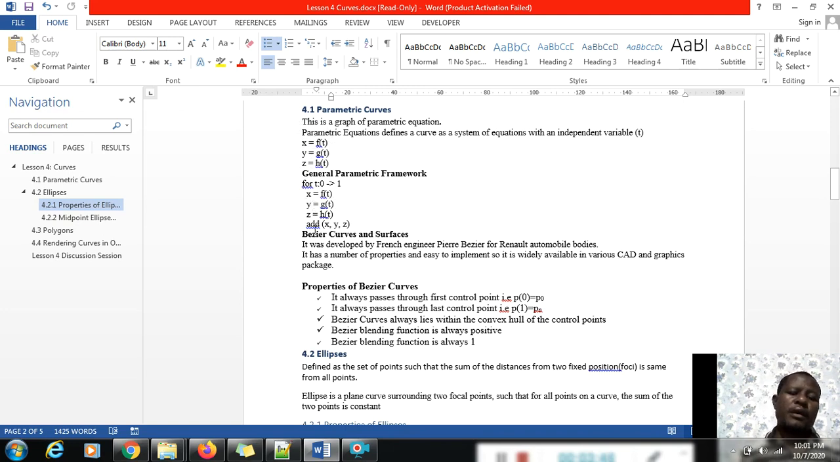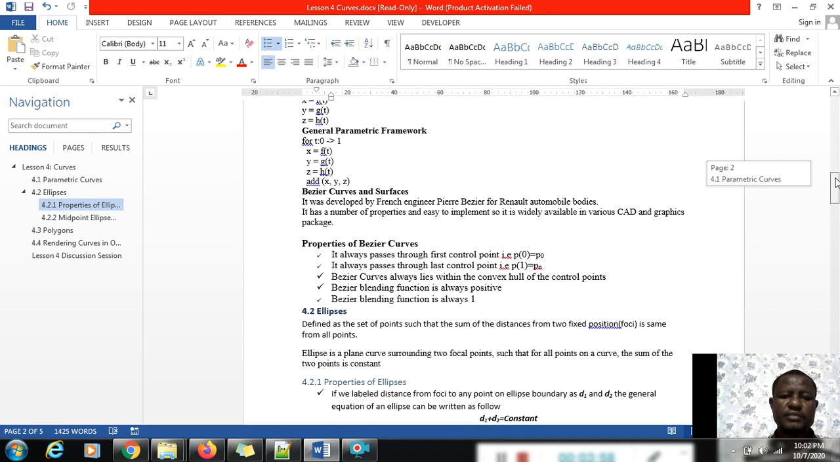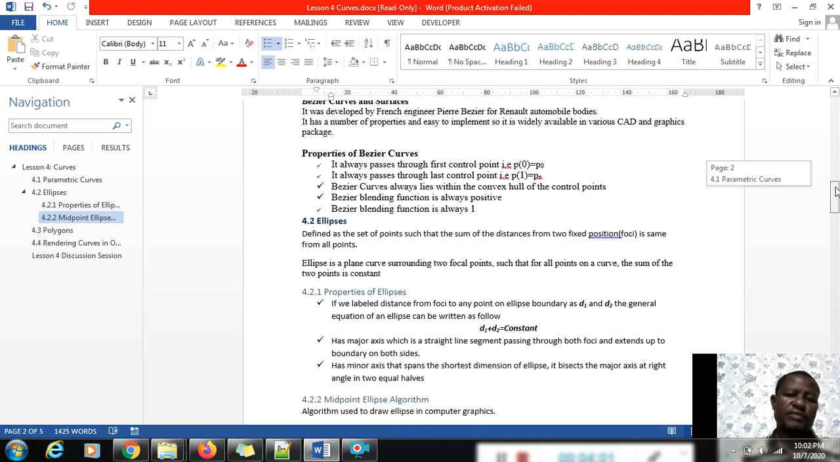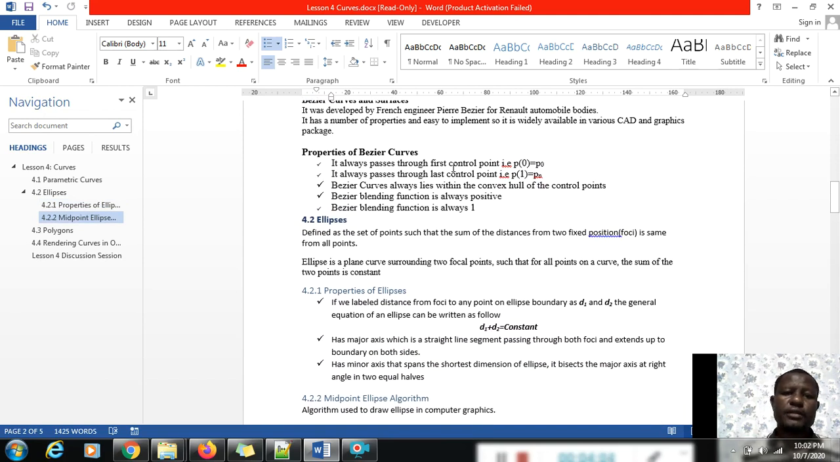We can use Bezier curves and surfaces, which were developed by the French engineer Pierre Bezier, in order for us to draw the curves. OpenGL provides these Bezier functionalities for drawing Bezier curves. The so-called Bezier curves have properties such as: they always pass through the first control point and the last control point, and they lie within the convex hull of the control points, and the Bezier blending function is always positive, greater than 0.